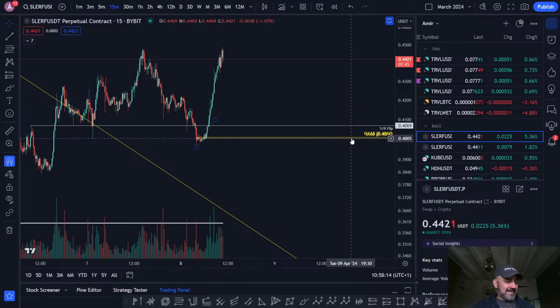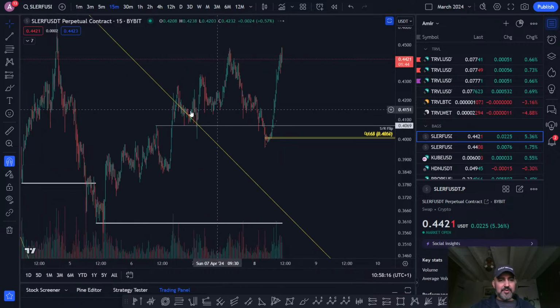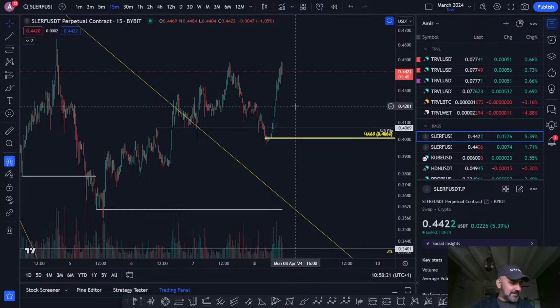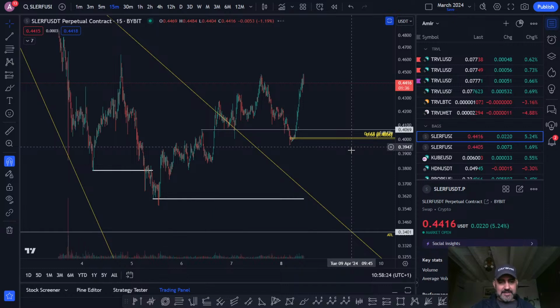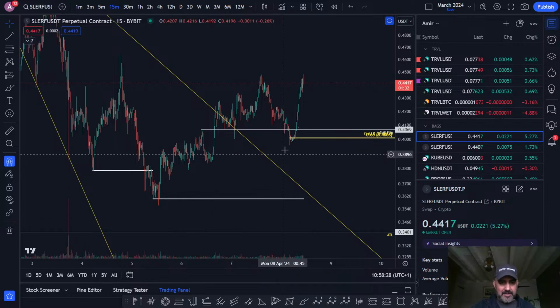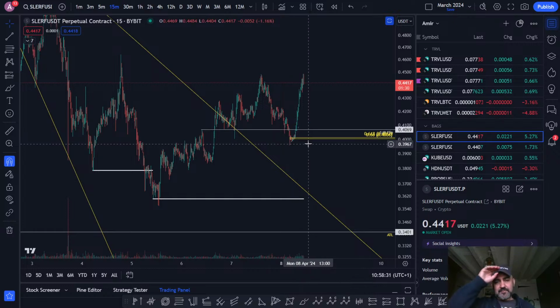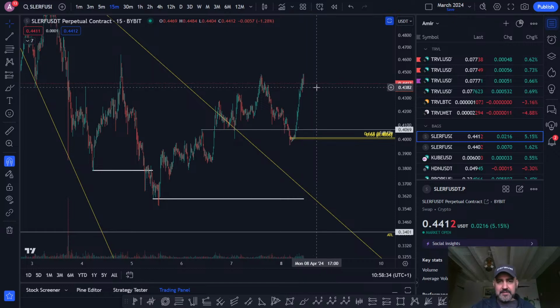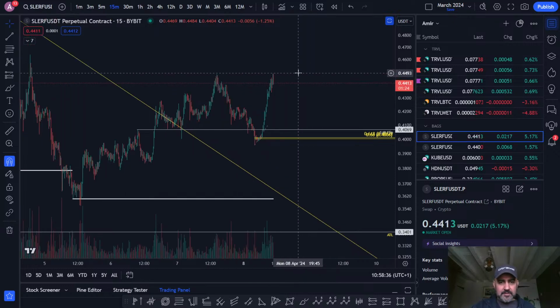I have been saying break this trend line, find support, and we're off. So it's quite exciting. I'm pretty excited about this because I'm in a really good position, a leverage position. This is really exciting. I'm really excited about Slerf.